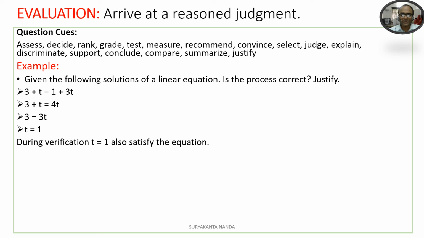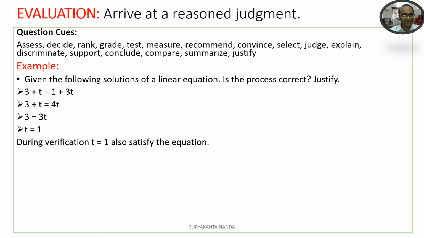Now let us discuss some examples. Given the following solution of a linear equation, is the process correct? Justify. The solution of one linear equation is given here. 3 plus 2t equals 1 plus 3t. Then 3 plus t will be equal to 4t. Now 3 equals 3t. So t equals 1. During verification, t equals 1 also satisfies the equation.